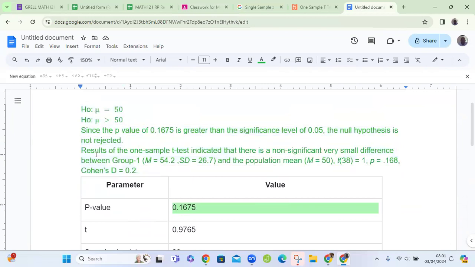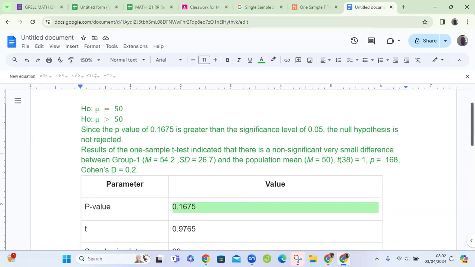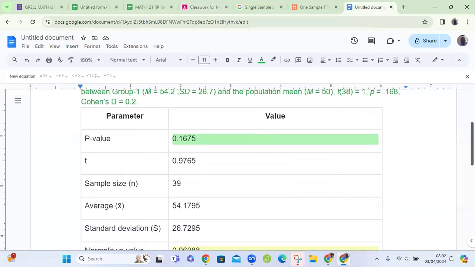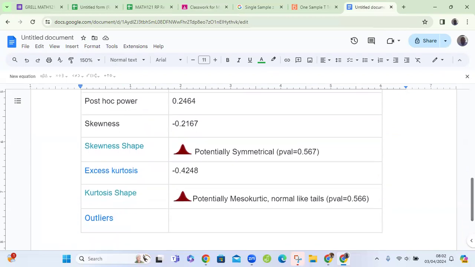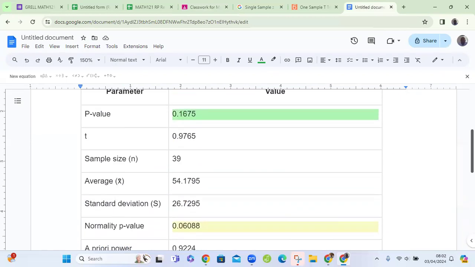And that is reporting in APA style. Results of the one sample t-test indicated that there is a non-significant, very small difference between the group, with a sample mean of 54, standard deviation of 26.7, and the population mean of 50, t of 48.1, p of 0.168. And this is another parameter that includes Cohen's d, you will learn that in higher level stats. So that's basically how you can approach a single sample t-test, and our variable there is positive math feelings.